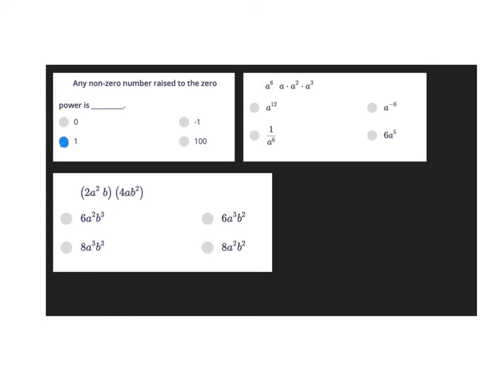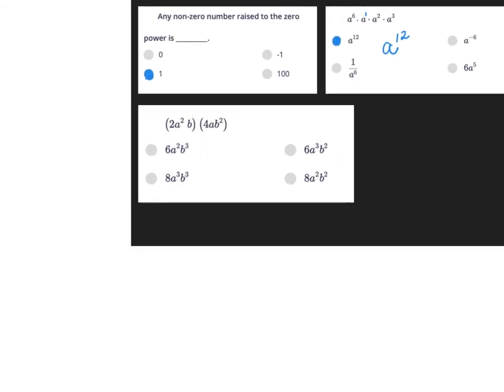Up top, we're doing a times a to the 6th times a to the 1st times a to the 2nd times a to the 3rd. Keeping our base, we're just adding all those. 6 plus 1, 7, plus 2, 9, plus 3, 12.